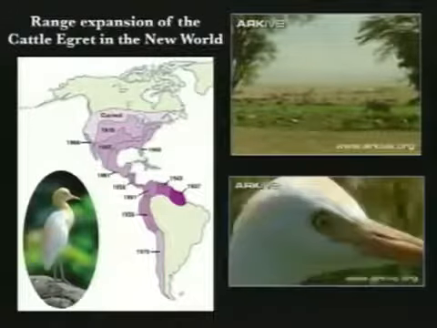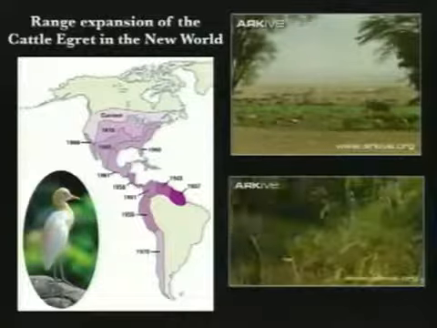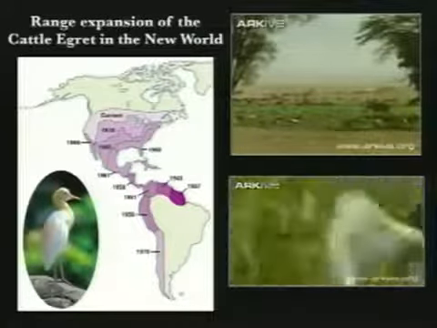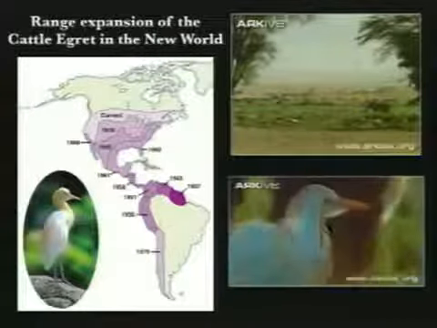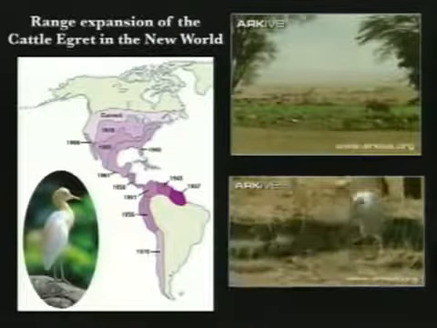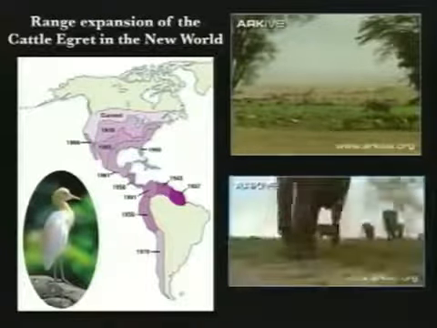Think about how that dispersal event affected the distribution and abundance of cattle egrets. It affected it quite a lot across the globe in terms of their range and their overall numbers on a global scale.